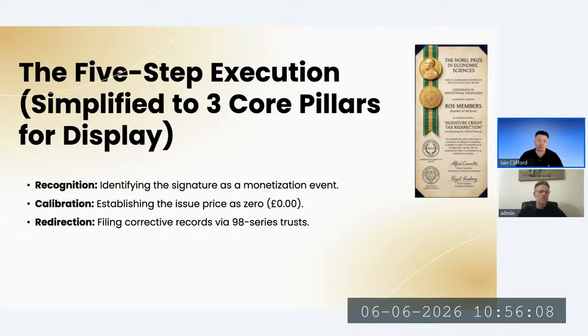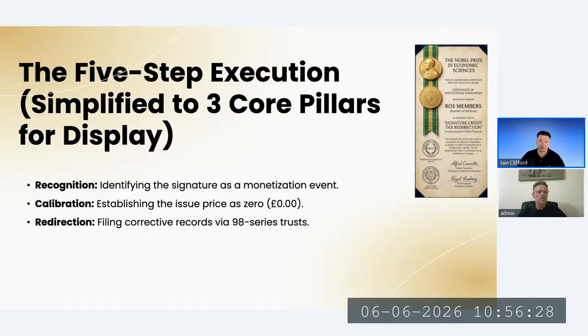There is a $2 million a year level that we can operate without going into a manual review. So we try and keep Signature Credit Tax Redirection at $2 million and below. That's every year. So it's not just a one-off event, it's an every year event.